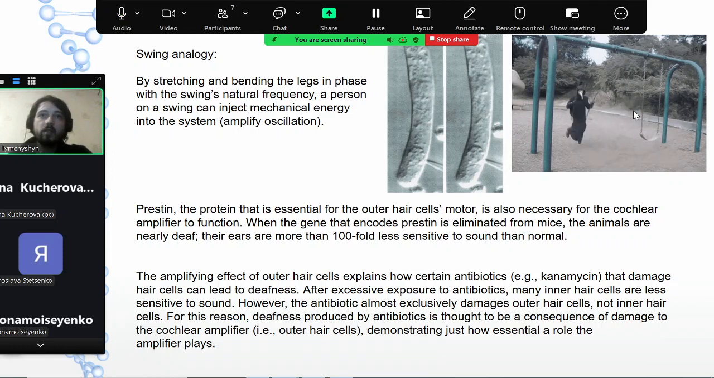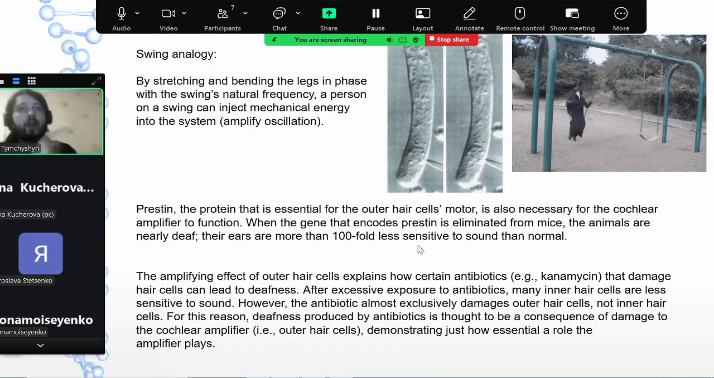Prestin, the protein that is essential to the outer hair cells' motor, is also necessary for the cochlear amplifier to function. When the gene that encodes prestin is eliminated from mice, the animals are nearly deaf. Their ears are more than 100-fold less sensitive to sound than normal.